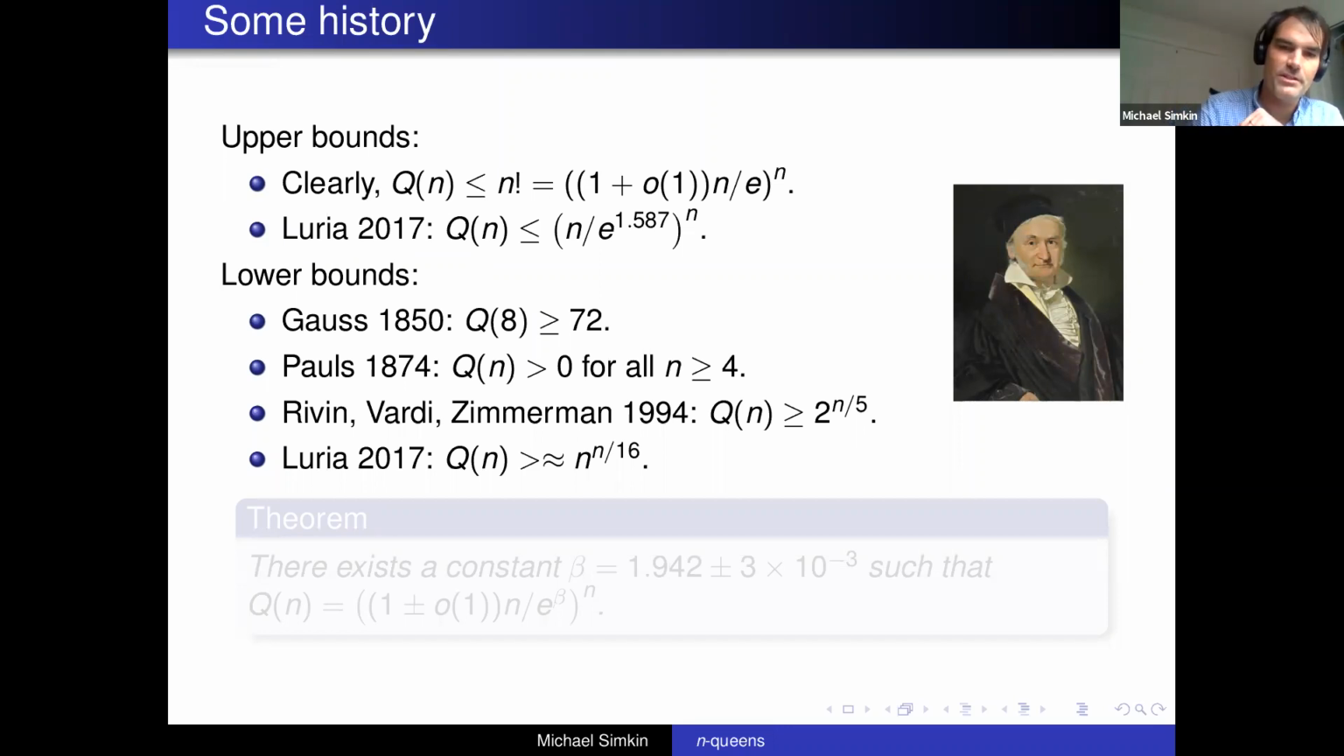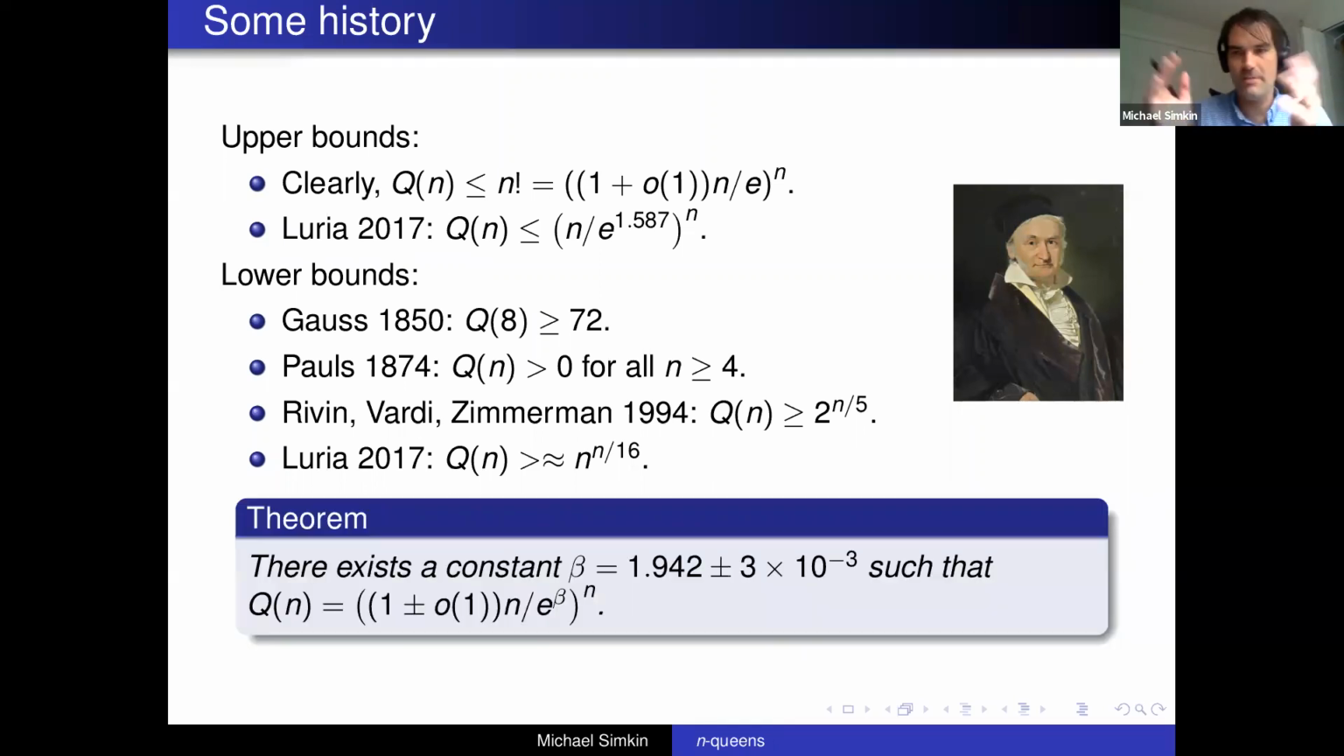And then the result that I'd like to talk about today is my own result from just a few months ago. It says that there is a constant, which I'm going to call beta, and I've pinned it down to some degree of accuracy, approximately 1.94, such that the number of n queens configurations is (n divided by e to the power of beta) to the power of n.